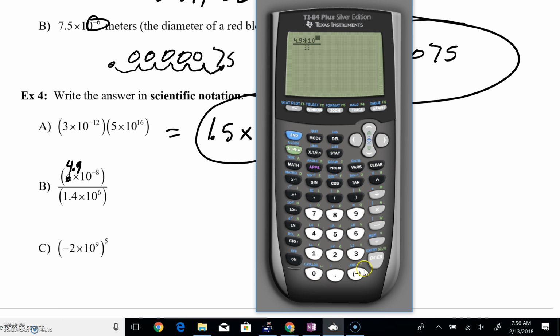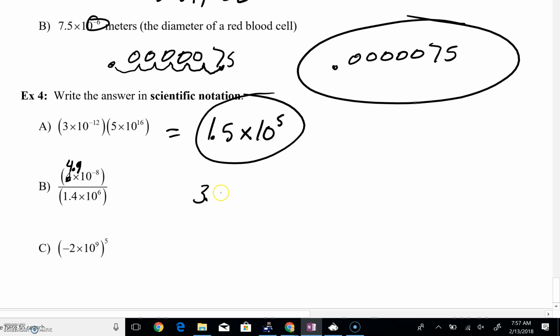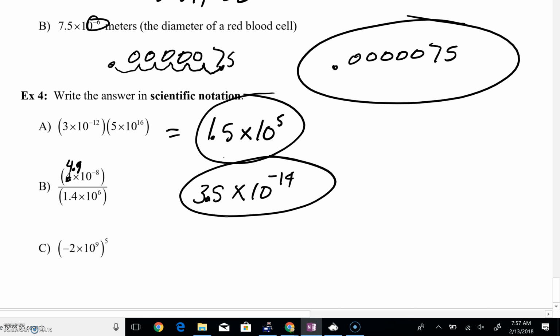We'll have our power up here. Honestly, guys, so much of this section is just being patient and just typing it in. 1.4 times 10 to the 6. And you just let the calculator tell you it's 3.5 times 10 to the negative 14. 3.5, 10 to the negative 14, the very small number right there.